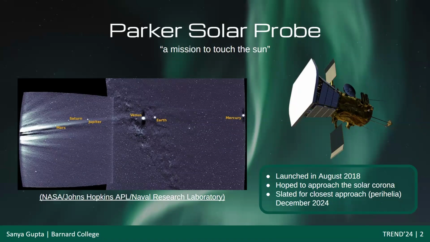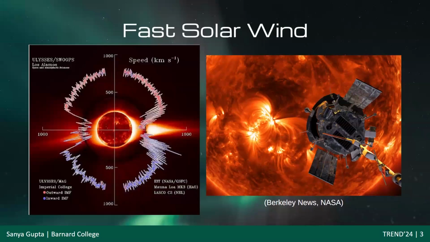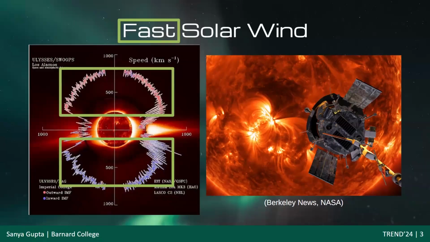So Parker Solar Probe, in all its glory, was a mission designed to touch the sun, fly by the solar corona, and it did exactly that not too long ago. You can kind of see it in this photo here. And so I'm taking some of that data on what's known as the fast solar wind. The solar corona generates two types of wind, fast and slow solar wind. My project mainly looked at the fast ones, which are on the poles of the sun.